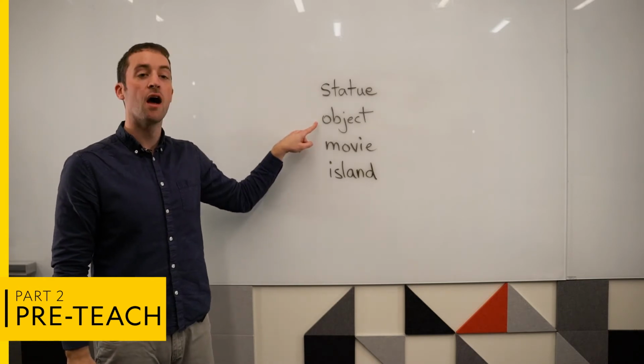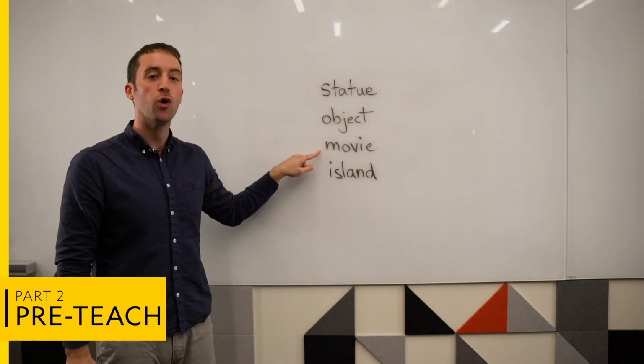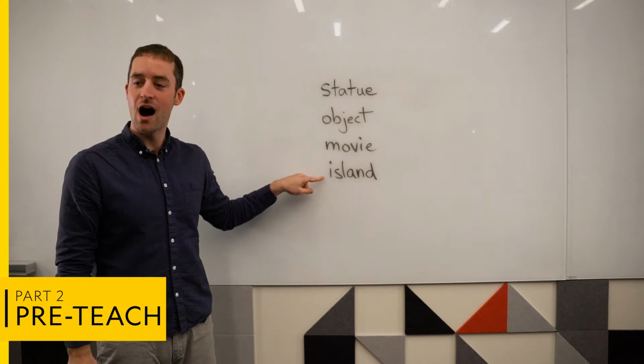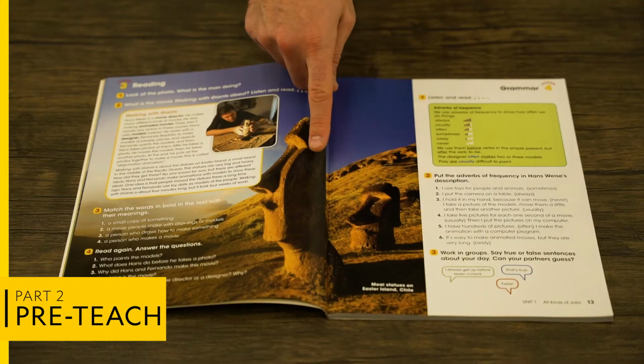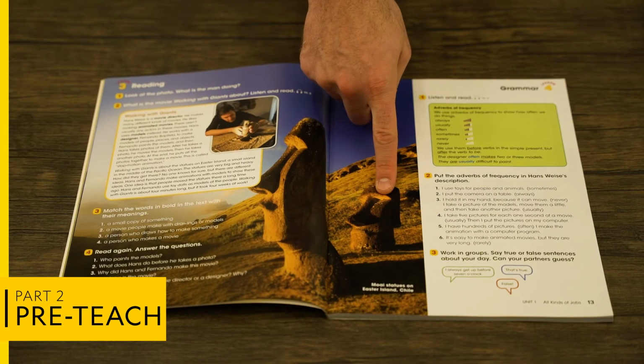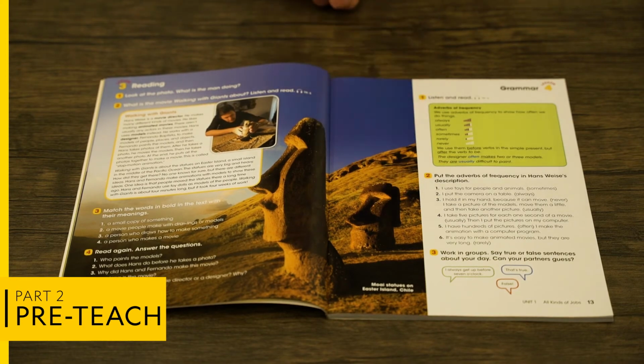Statue, object, movie, island. Use the photo in the student's book. Engage students to check understanding.